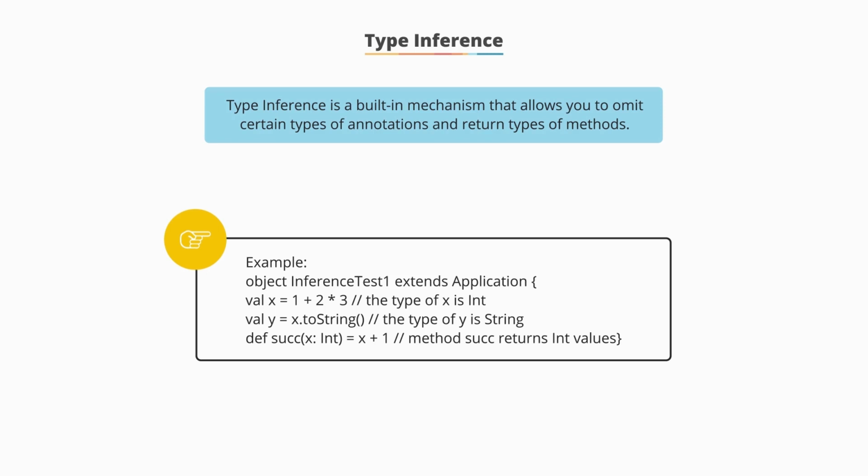An example to define the type inference is given. For val x, you can see the inferred type is int. For val y, because we have x to string, the type of inferred value is string. The final value of x plus 1 return is returning it as an int.